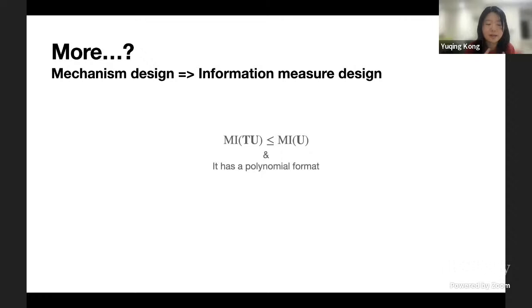So this is the question this paper wants to address. Is there any more mutual information like that? In such case, we can construct more reward systems that have this property. And this mutual information thing reduces this question to an information measure design. So we want the mutual information to satisfy, first, data processing inequality, and second, it should have polynomial format. So these are the 2 properties.